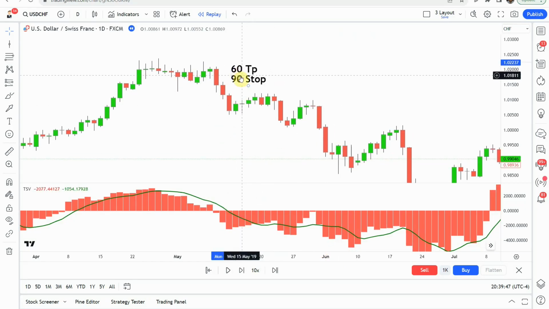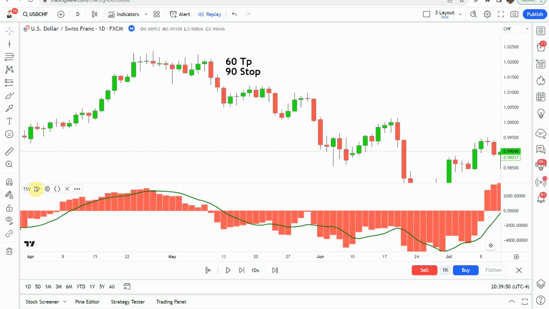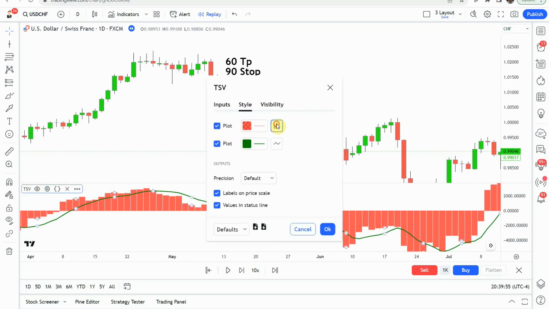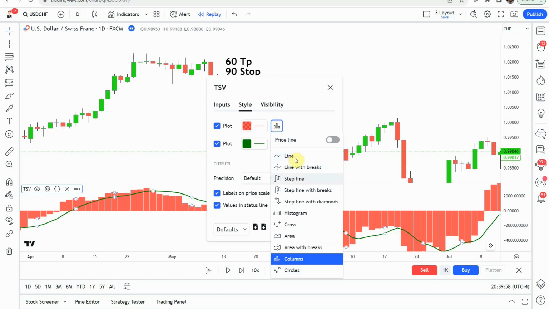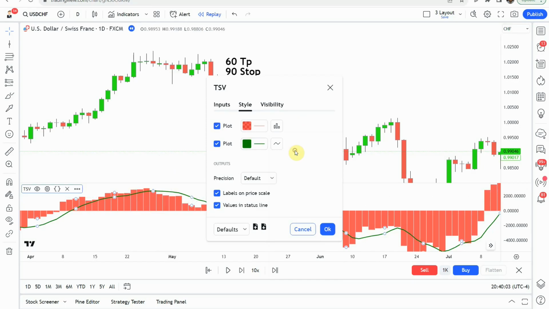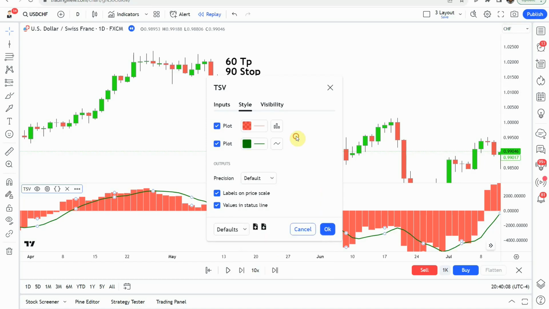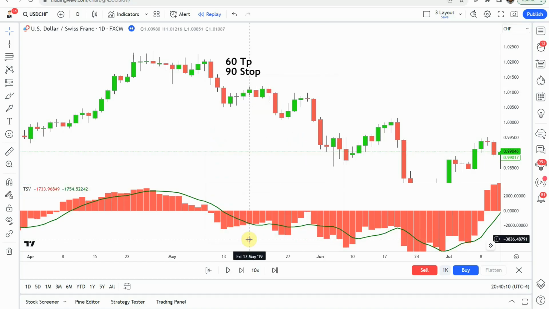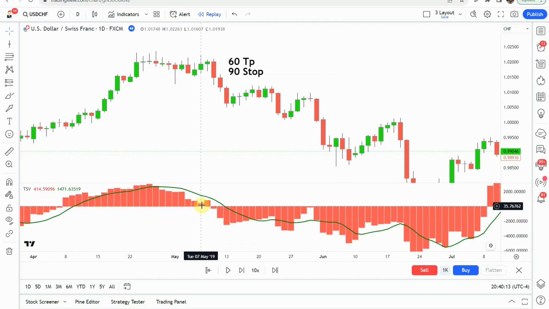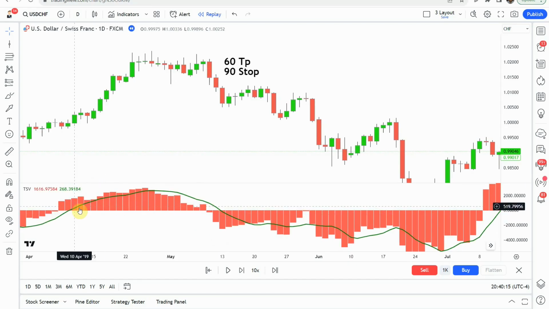And so the indicator itself, first of all, I did go in and change some of the visuals. The histogram I changed to columns, which are the red bars here in the background. The plot here, I bumped up the line weight by 1 and turned up the opacity. It just makes everything a little bit easier to see. And so what we are looking for is when the plot line, the green line here, crosses either down below the 0 line or up above the 0 line.